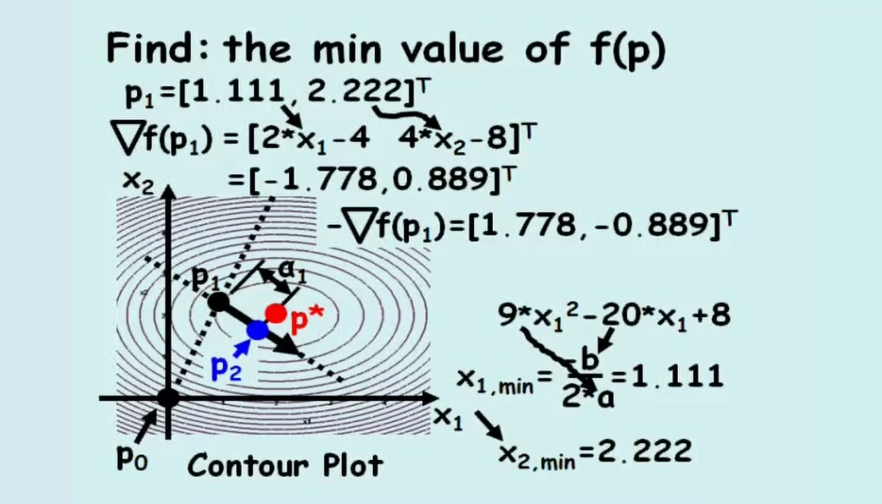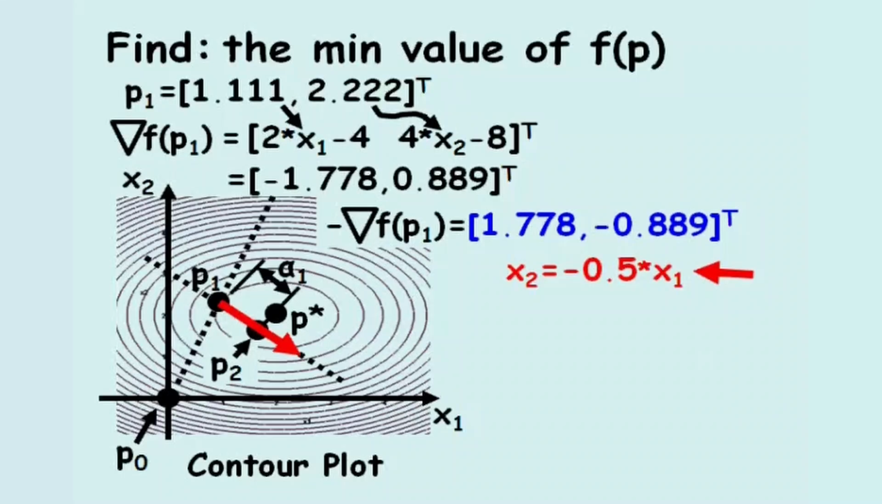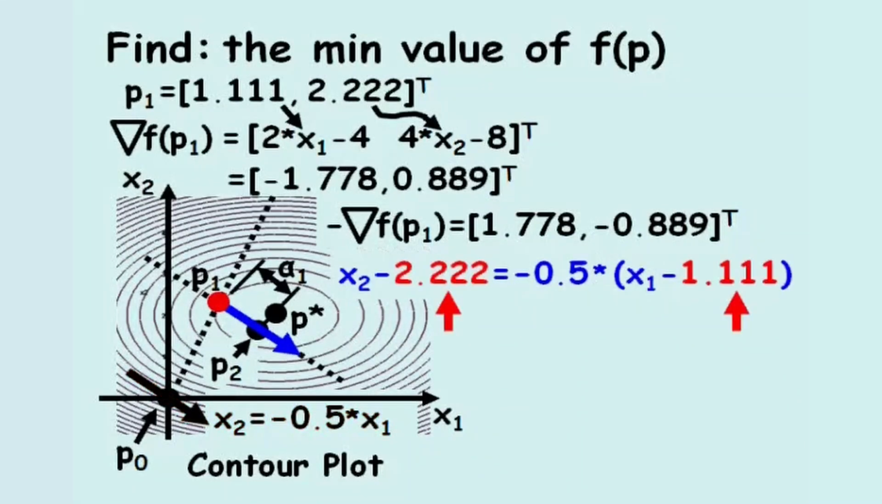As with the previous iteration, we notice the direction vector is equivalent to a plane. This time, the equation is x2 equals negative 0.5 x1. However, we're not interested in the plane that passes through the x1, x2 origin, as we were before. We're interested in the plane which passes through the point x1 equals 1.111, x2 equals 2.222, which computes to x2 equals negative 0.5 x1 plus 2.778.